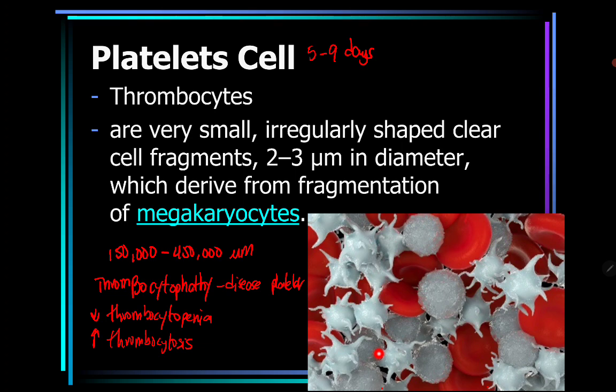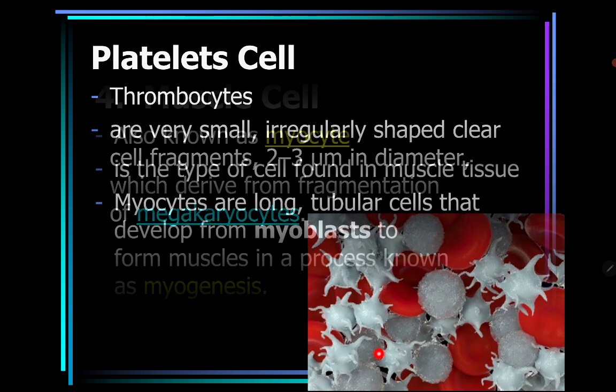And if there is a decreased function of platelets, the term for that one is thrombasthenia. So this is decreased function of platelets. Alright, so that's for the platelet cells.